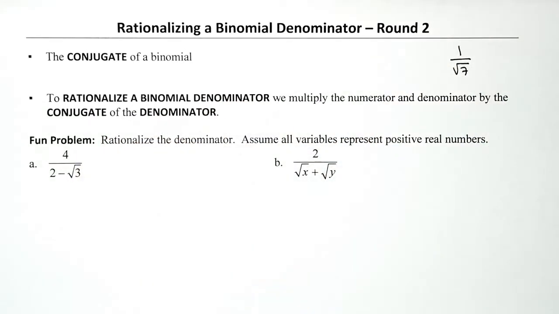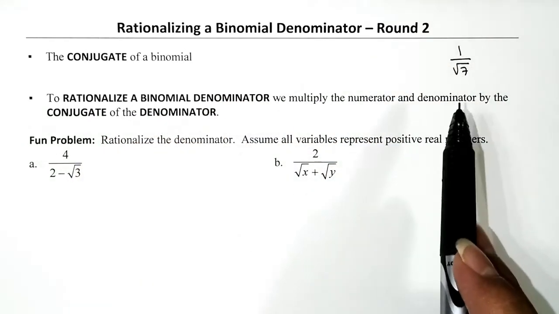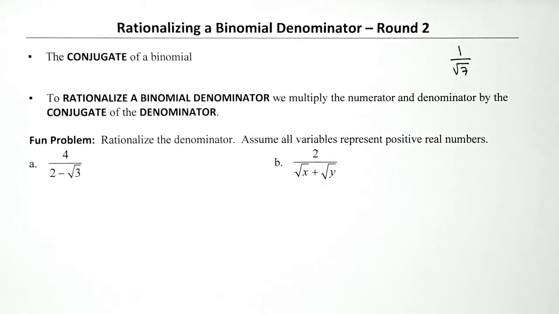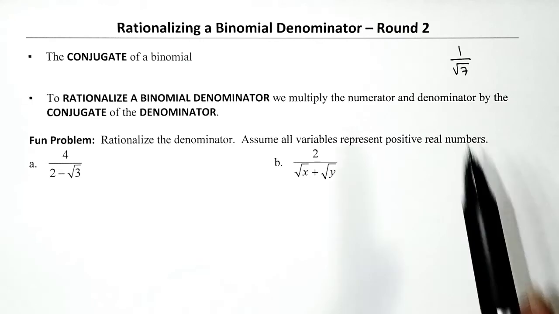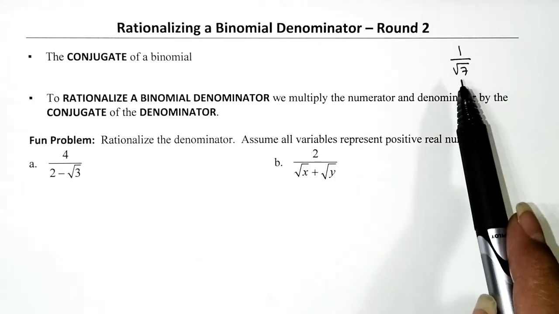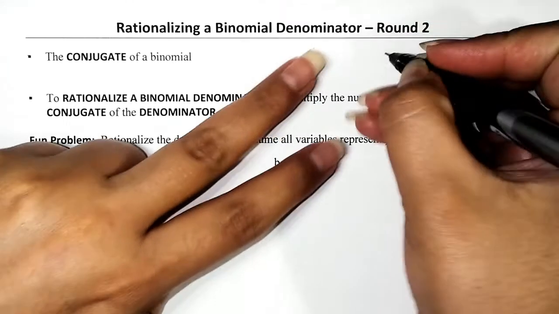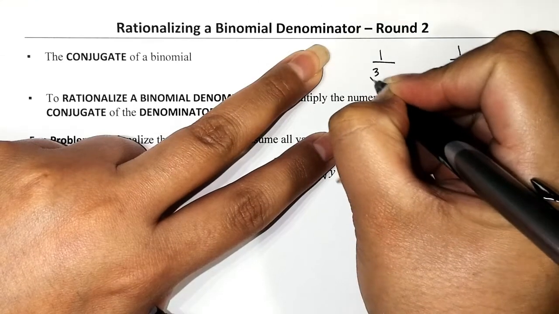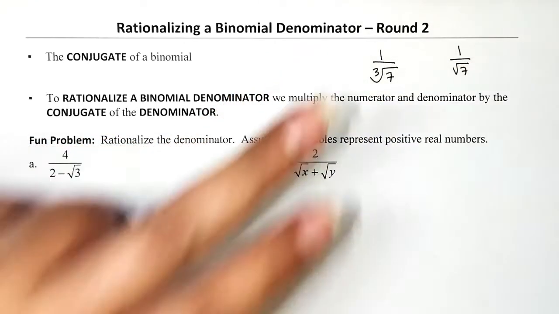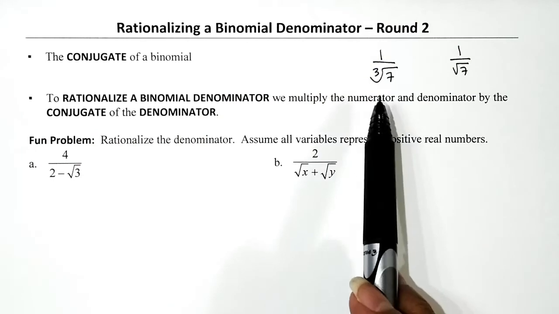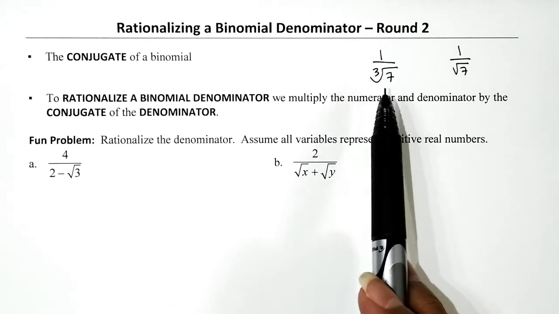Okay, if we only have one radical, then to rationalize the denominator, we have to ask ourselves, what do we need to do to make the denominator a perfect square? Or what if we had an index of 3? What would I have to multiply the denominator by to make the radicand a perfect cube?